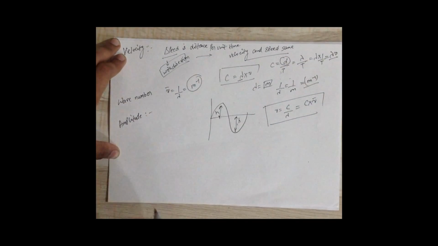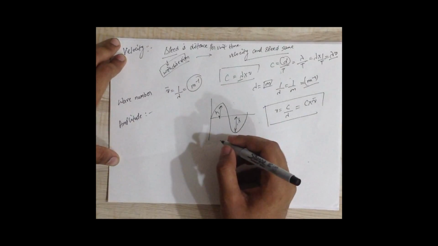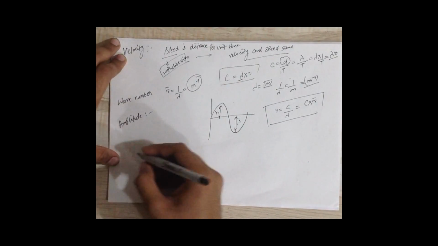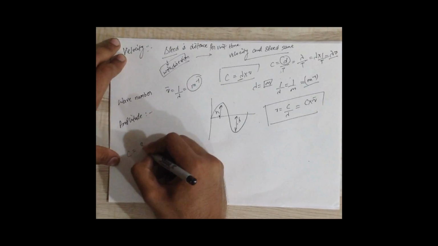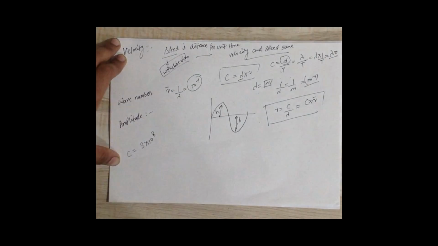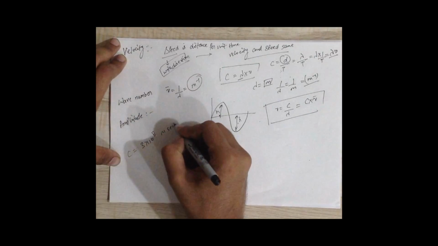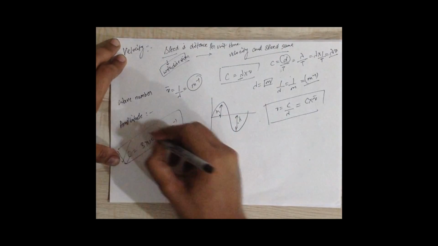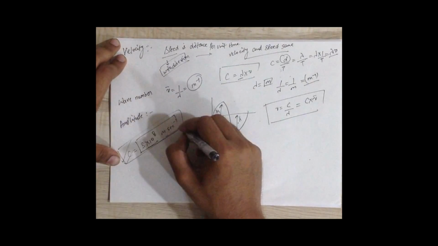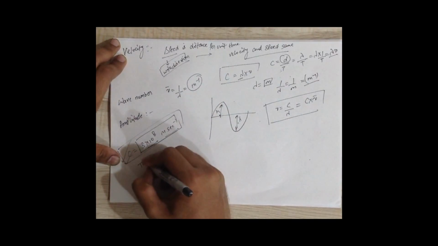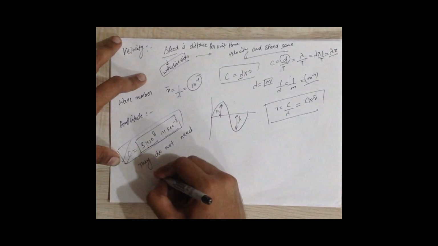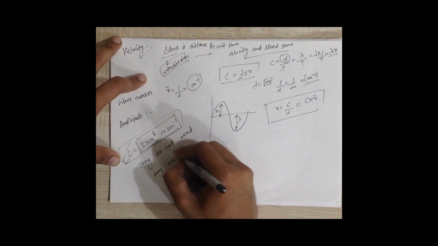Some features of electromagnetic waves: it is the energy transmitted from one body to another body in the form of waves, and these waves travel in space with the same speed as that of light. So what is the speed of light? Speed of light is 3 into 10 to the power 8 meter per second. So electromagnetic waves travel with the same speed as light, and they do not need any medium for propagation.